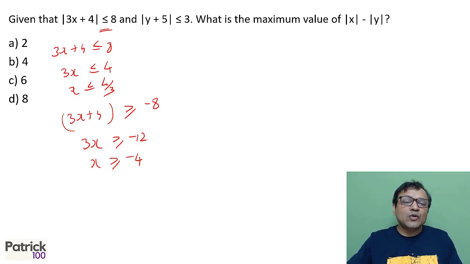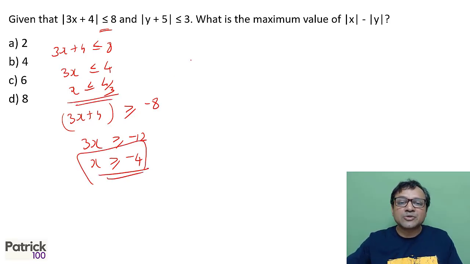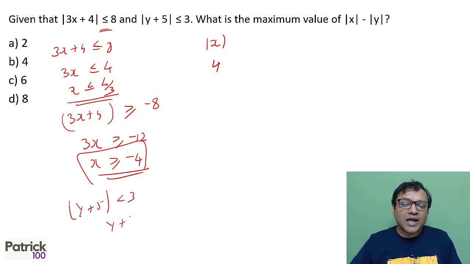So that means the maximum absolute value will be 4. When you take minus 4, the maximum absolute value will be 4. So x is 4 maximum. Now the minimum value of y. Now y plus 5 is less than 3. The same way, if you take y plus 5 as positive, y will be less than minus 2. And if you take it as negative, y plus 5 is more than minus 3. So y will be more than minus 8.